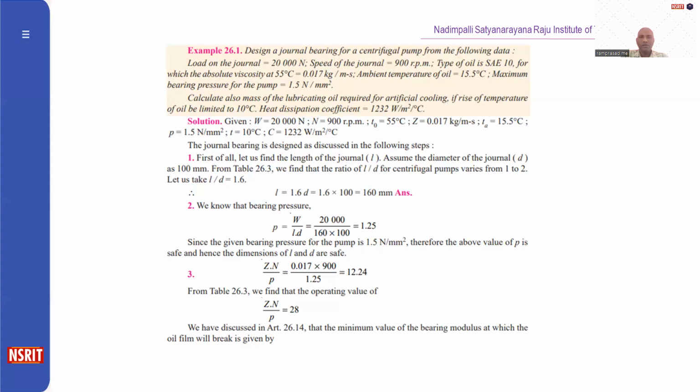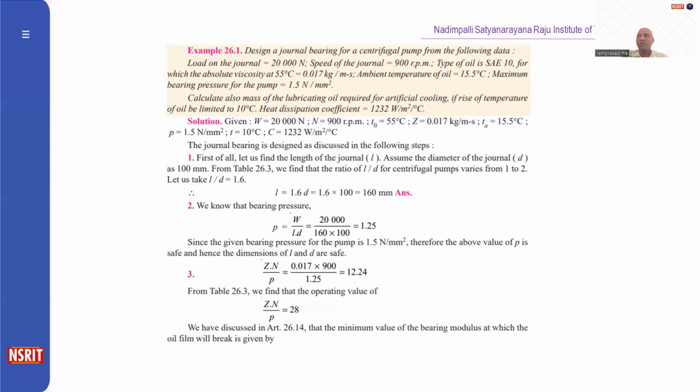So for a centrifugal pump, the ratio L by D varies from 1 to 2. Let L by D is equal to 1.6, so you take L is equal to 1.6D. If you take D as 100, then 1.6 into 100 is 160 mm. So D is equal to 100 mm and L is equal to 160 mm.